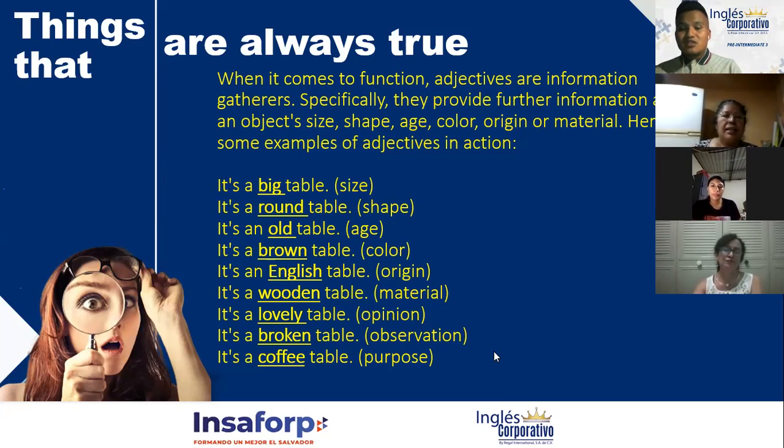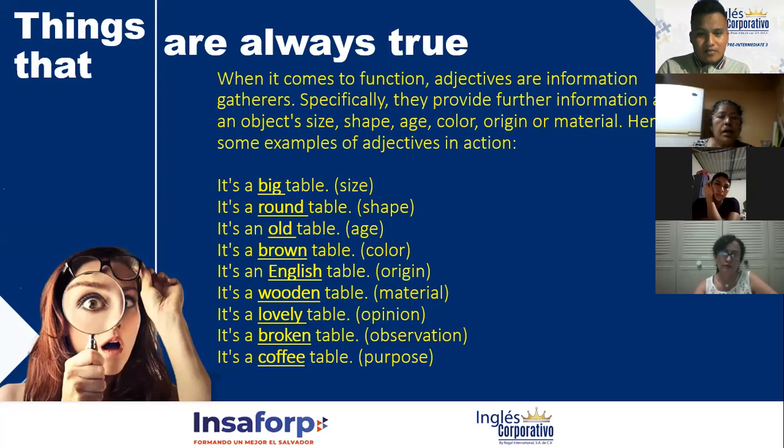It's an English table. It's an English table, that's the adjective there. Excellent. Who said what kind? What kind? Who said what kind? Katia. Okay. Let me see. If we ask the question, what kind of table? The English one. The English one. That is correct. Thank you.